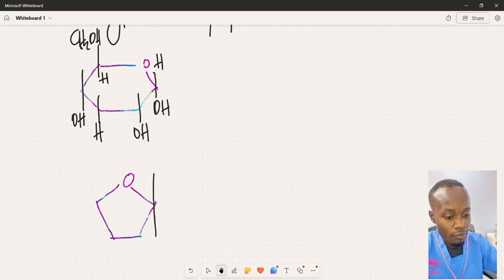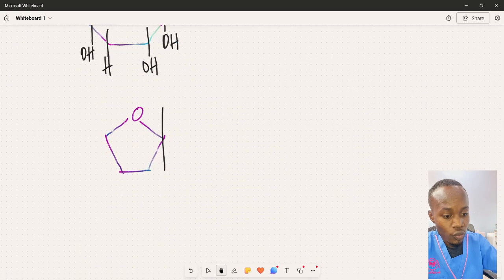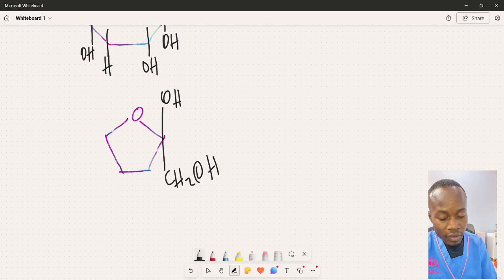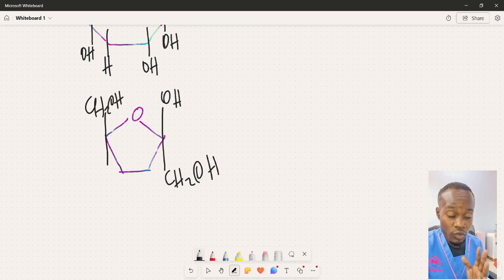And because our fructose up here is beta, we are going to have the OH up here. And down here we are going to have the CH2OH, which is now acting as the first carbon. The second carbon is the anomeric carbon. Then also on this side we are going to have CH2OH up here. Remember, in fructose we always have 2 CH2OH.